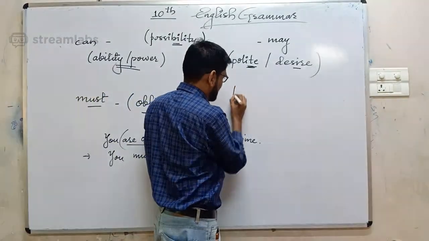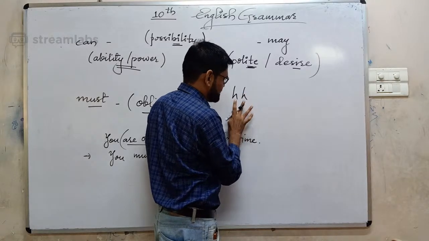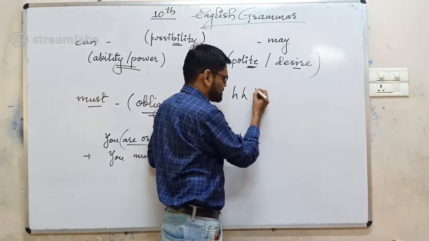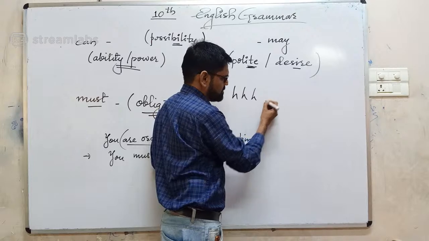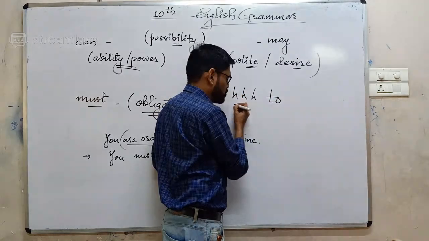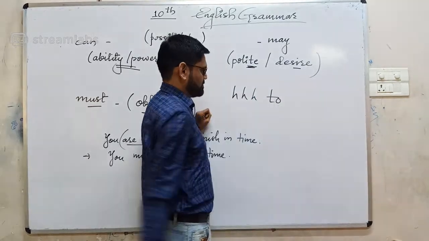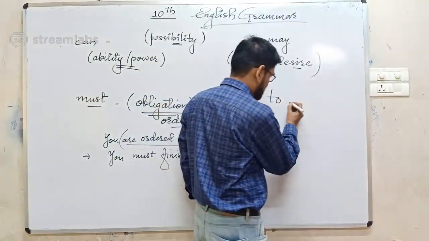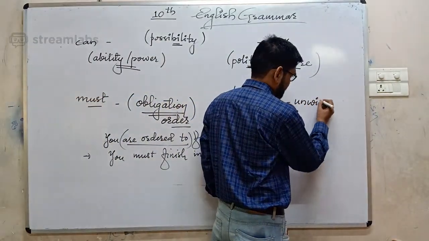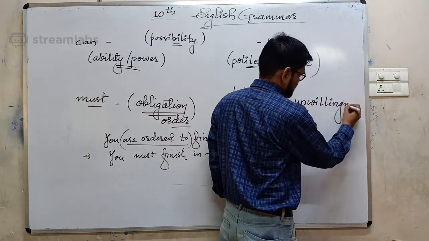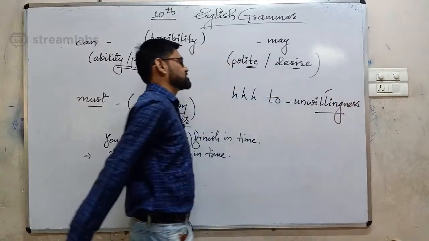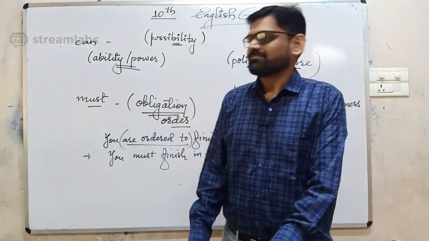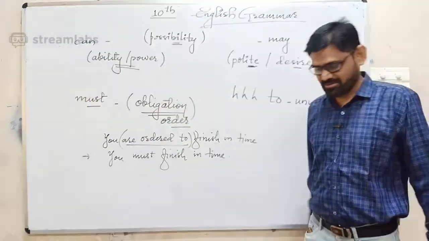Okay. One more thing. Have. As they are primary auxiliaries, but when have, has, or even past tense had is followed by the word to, have to, has to, had to, these are modal auxiliaries, and what they show is unwillingness. When we say I have to do it, it means unwillingly we are doing it.